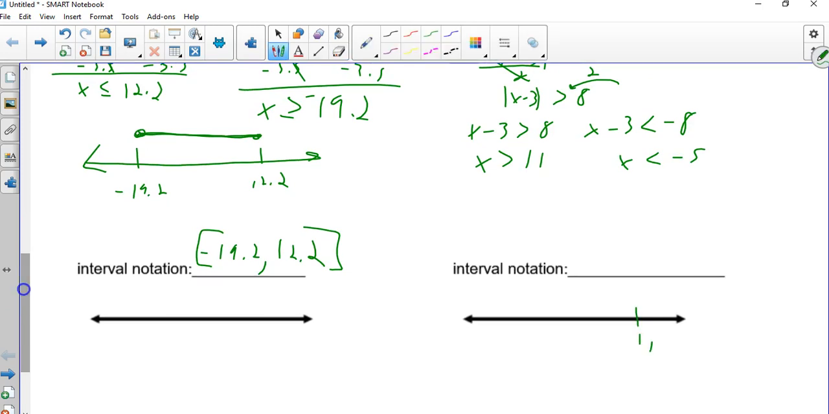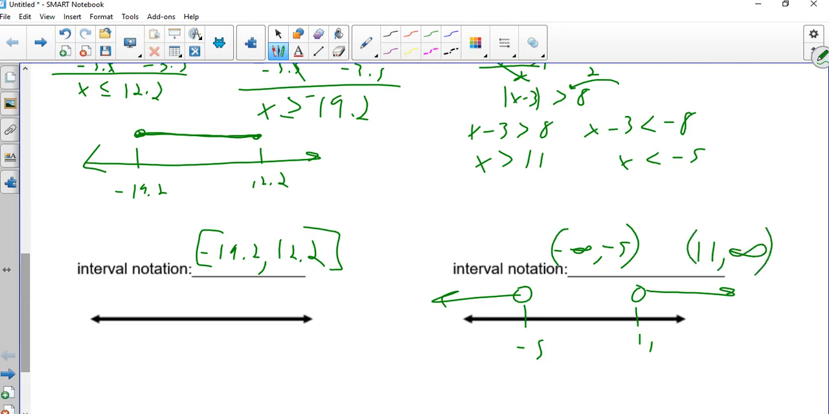So, here's my 11. Here's negative 5. They're both open dots. It's greater than 11, less than negative 5. So the interval notation is, well, which way is the negative 5 going? Out towards negative infinity, and it's an open dot. I also have the 11 going out towards positive infinity. Open dot, parentheses, union.